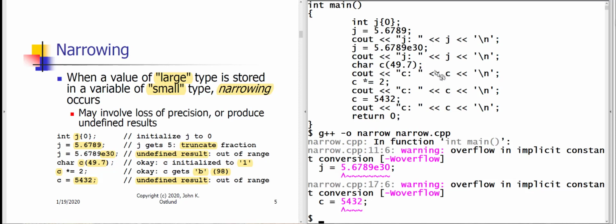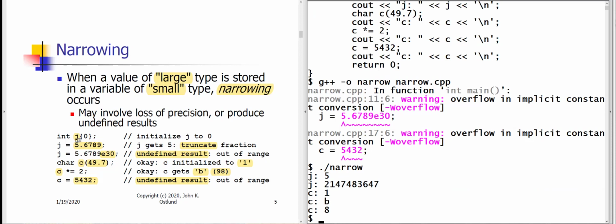Now, my GNU C++ compiler is smart enough to warn me about a couple of overflow problems with this huge floating point number assigned into this int variable j, and this large integer value, well, relatively speaking, large integer value assigned into this character c. Your compiler may or may not warn you, but notice that these are only warnings, they're not errors. So the program was compiled successfully, and I can now execute the program.